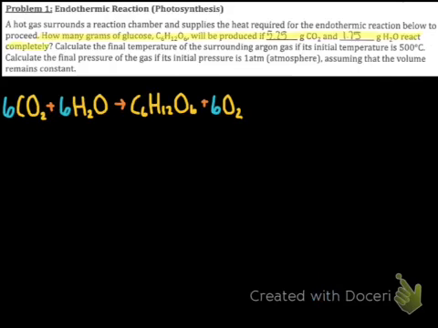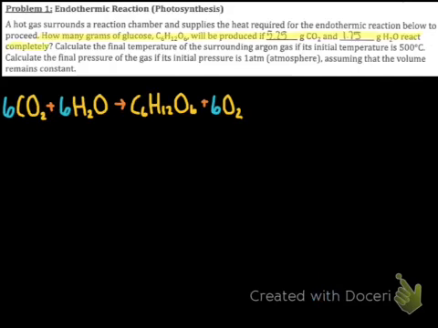How many grams of glucose will be produced if 5.25 grams of carbon dioxide and 1.75 grams of water react completely? Now, to do this, we have to find the limiting reactant. Now, what is a limiting reactant? It is the reactant that determines the amount of product produced. So this is where the values of our reactants come in.